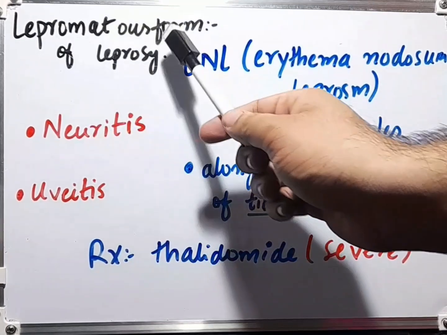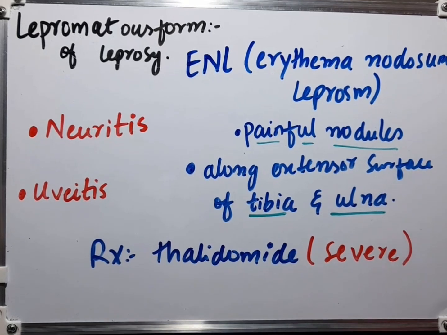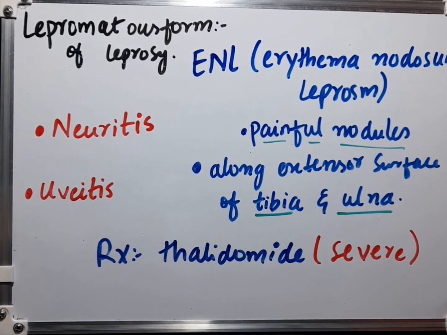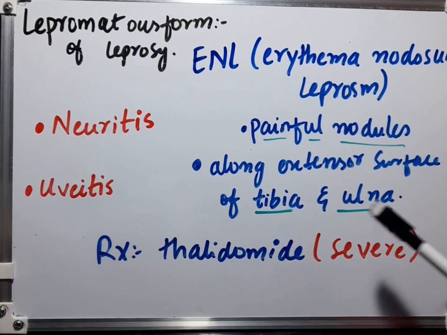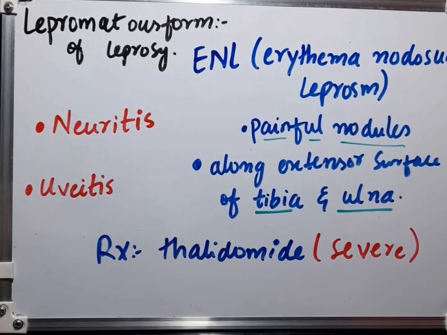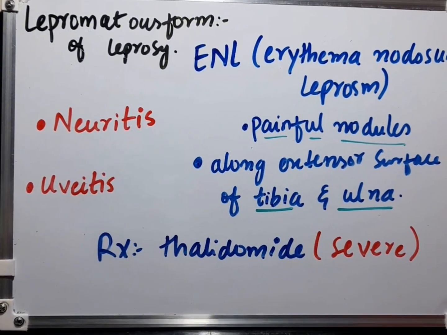The lepromatous form of leprosy can also cause ENL, erythema nodosum leprosum, which is characterized by painful nodules along the extensor surfaces of bones like the tibia and ulna. It can also cause neuritis, which is inflammation of peripheral nerves, and uveitis, inflammation of the uvea, which is a layer of the eye.